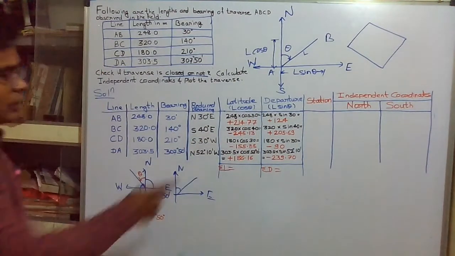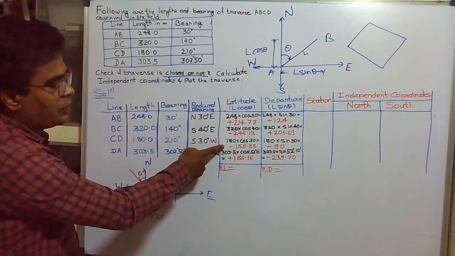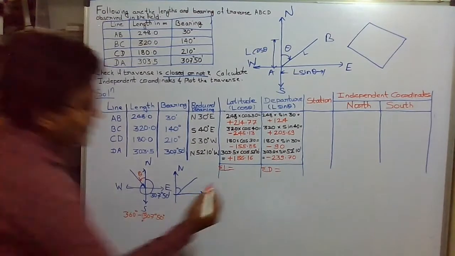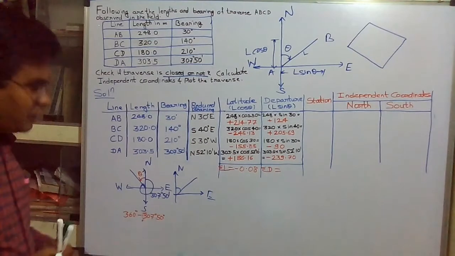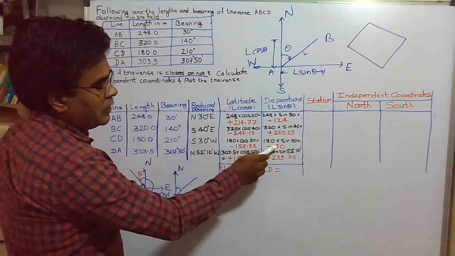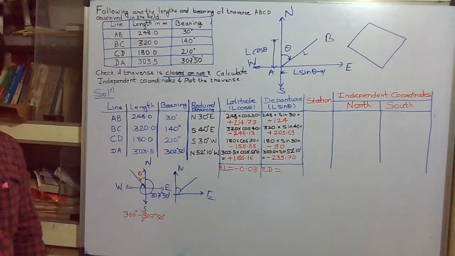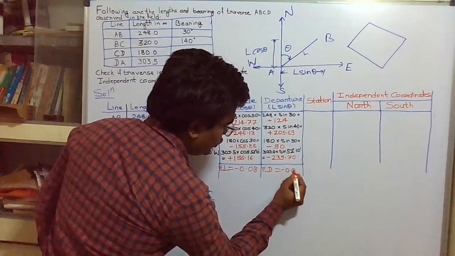Sum of all the values we are getting: 214.77 minus 245.13 minus 155.88 plus 186.16. Here we'll get the value minus 0.08. And here, summing these values: plus 124, plus 205.69, minus 90 and minus 235.70. If you sum it, you will get the value minus 0.01.